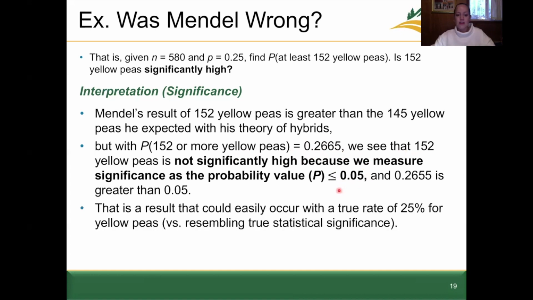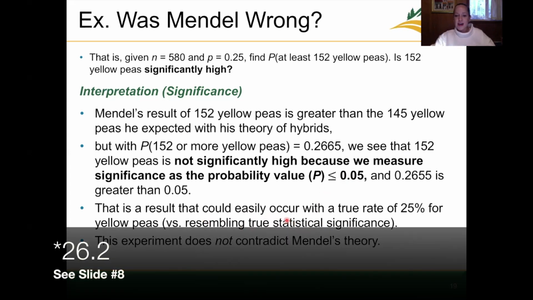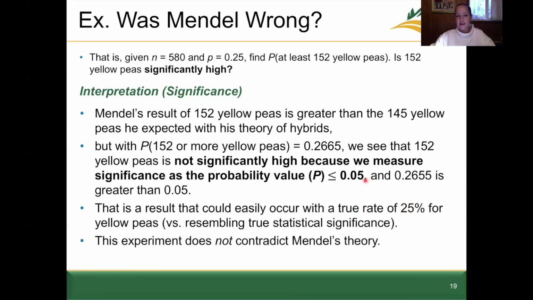So this is a result that could easily occur with a true rate of 25%, what he expected to get for yellow peas. And remember, for significance, we're determining if something has statistical significance or if it can occur by random chance. So if P, or probability value, is less than or equal to 0.05, then we have true statistical significance. Here we do not, so we can say that the result could easily occur by random chance. In other words, we're really asking, is 26.4 that different from 25% given the data that he collected? Well, the answer here is no.